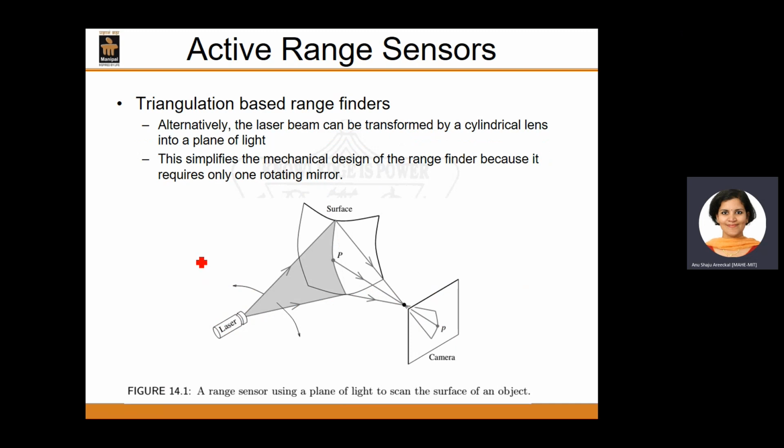Now, how do you achieve this? For this, you have specialized sensors, which you can call active range sensors, and there are different types of range sensors specifically designed in such a way that they can capture this kind of depth information of different objects. One such range sensor is the triangulation-based range finder.